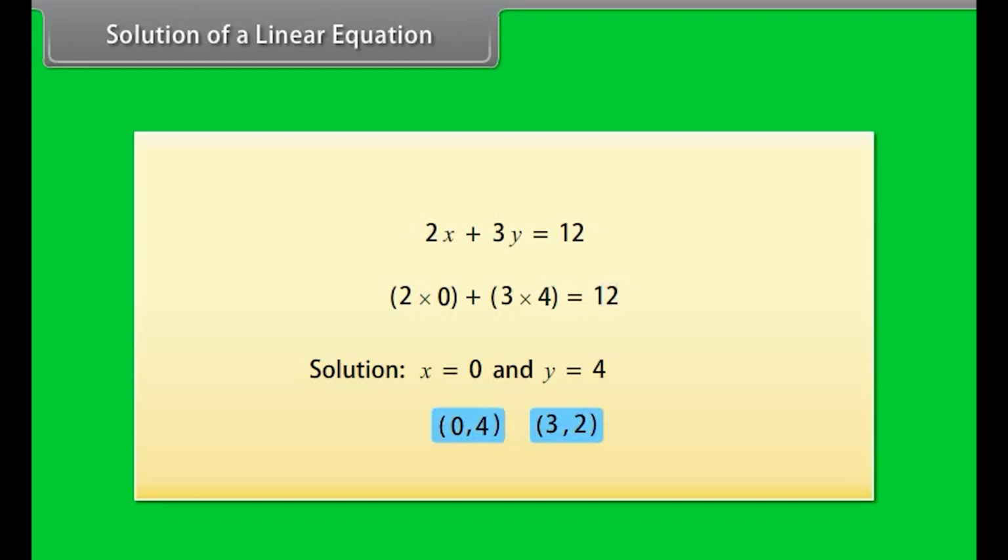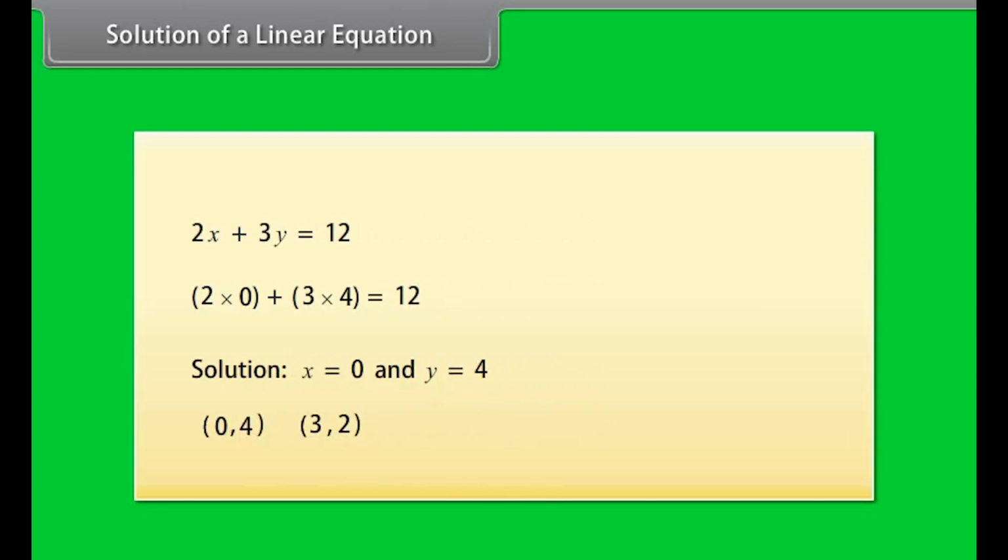We have found at least two solutions for this equation. Can you find any other solution? Is (6, 0) also a solution of this equation? Yes, (6, 0) is also a solution because when you substitute x as 6 and y as 0 in the equation, you find that the answer becomes 12.